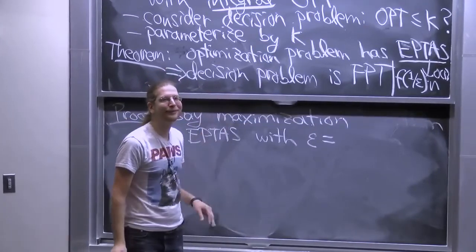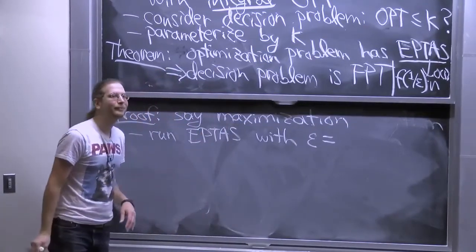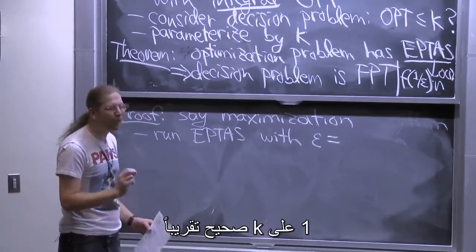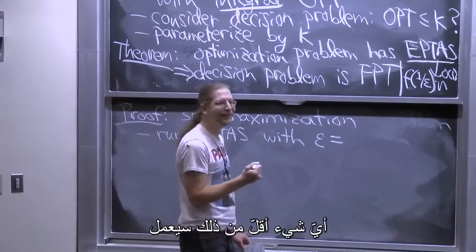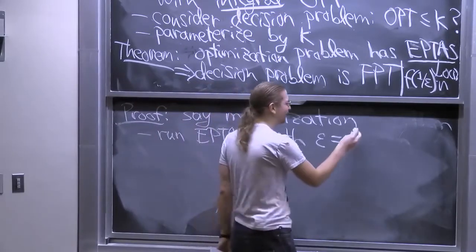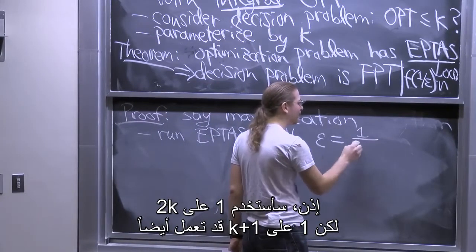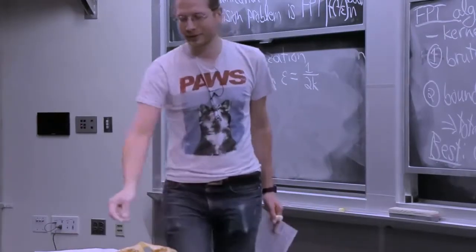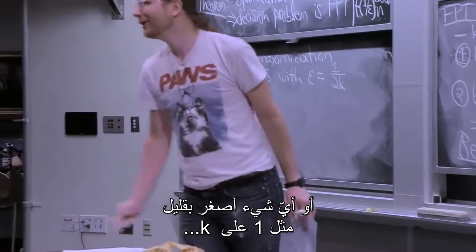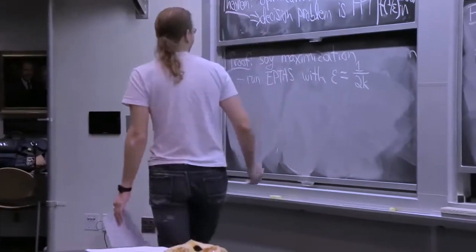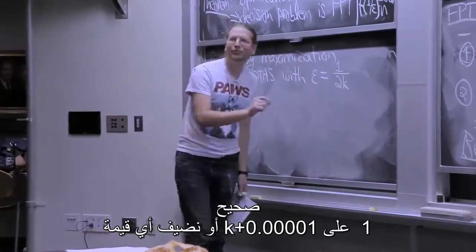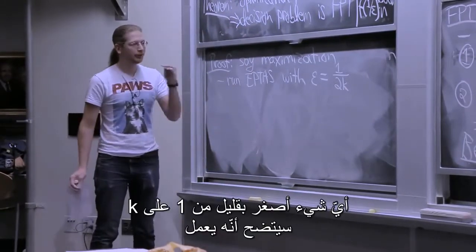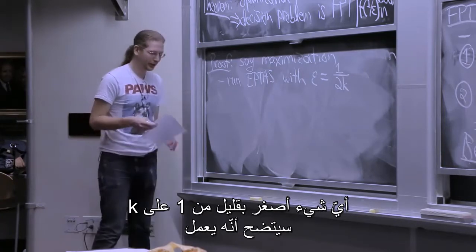Tricky. We want epsilon to be small, yeah? 1 over k is almost right. Anything less than that will work. So I'll use 1 over 2k, but 1 over k plus 1 would also work. Or anything a little bit tiny, 1 over k plus 0.0001, something. Anything a little bit less than 1 over k will turn out to work.